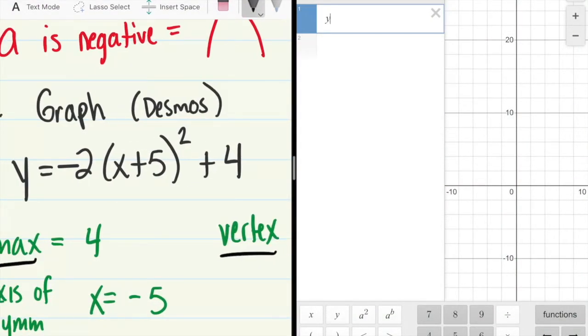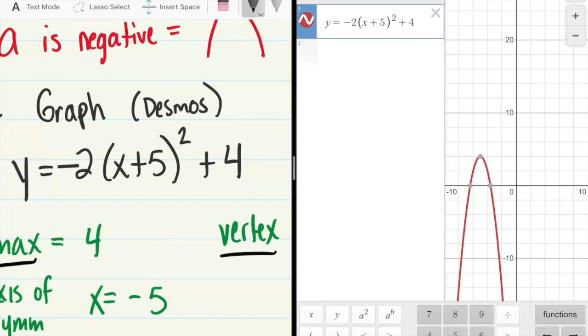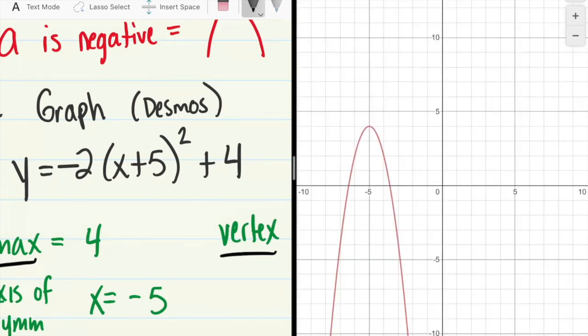Y equals -2 parentheses x plus 5 squared plus 4. There it is. And you don't need that equation for now.